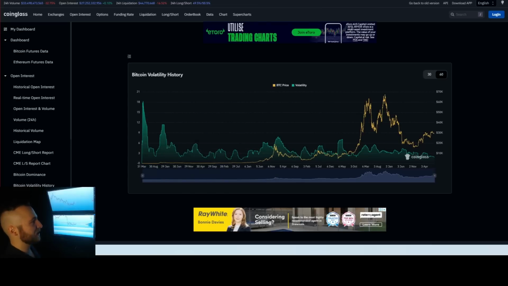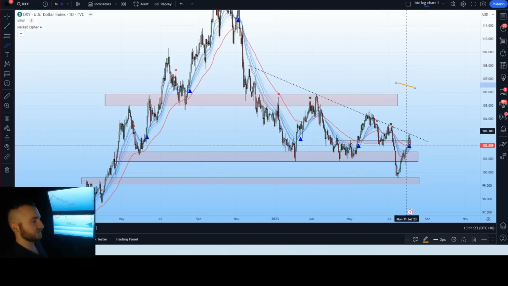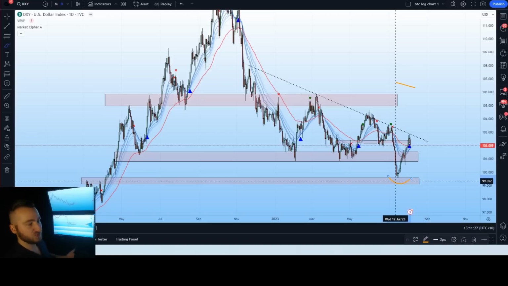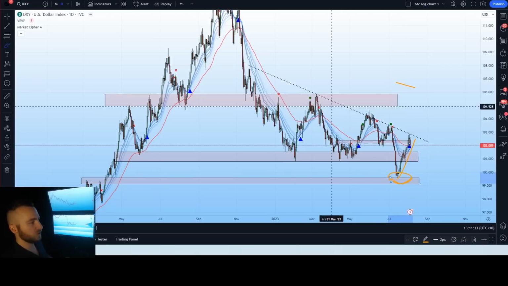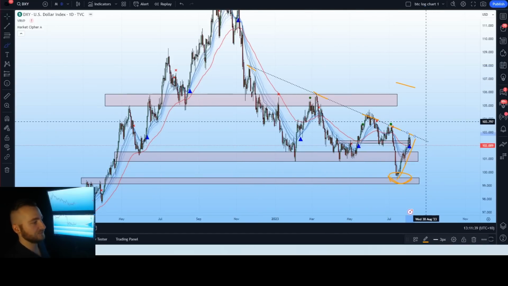Let's take a look at the DXY. The DXY has hit an incredibly important level of resistance after a phenomenal week. Last week of July, we saw awesome price action for the DXY. A massive rally upwards from a major point of support to retest that high time frame downtrending resistance level. And this is an incredibly important level to watch for.